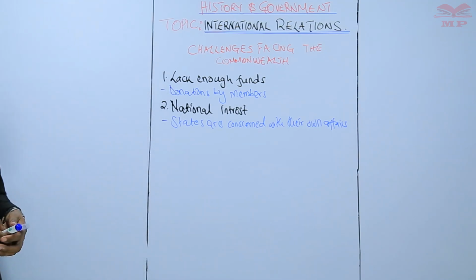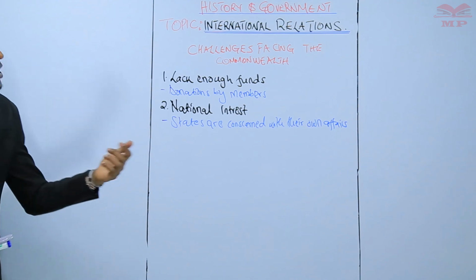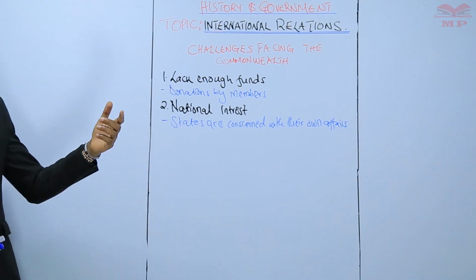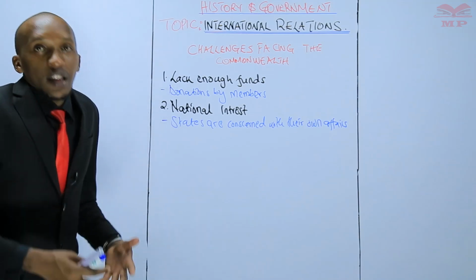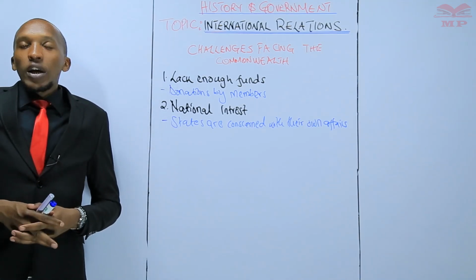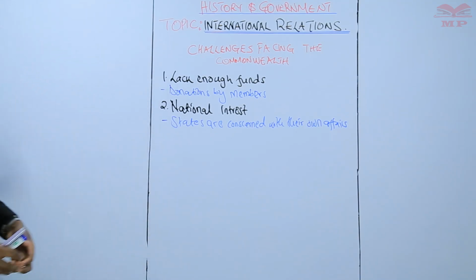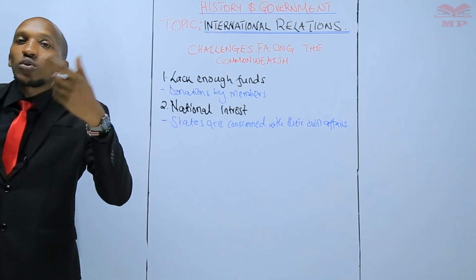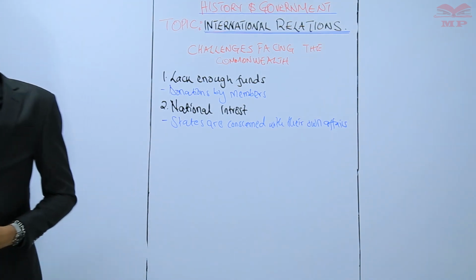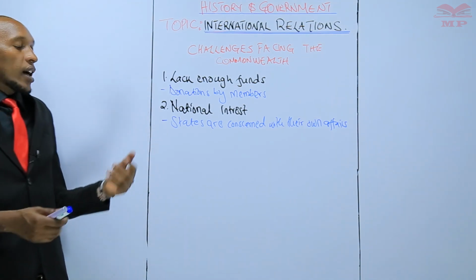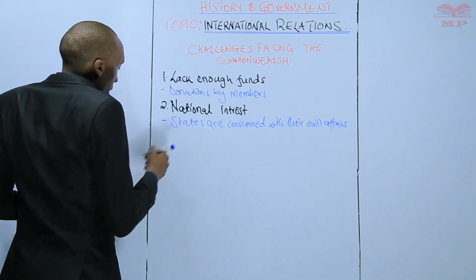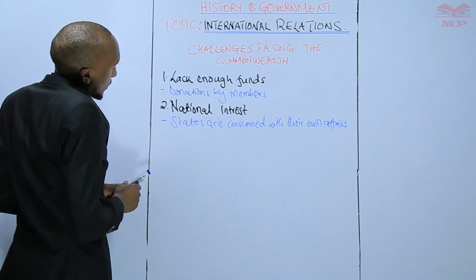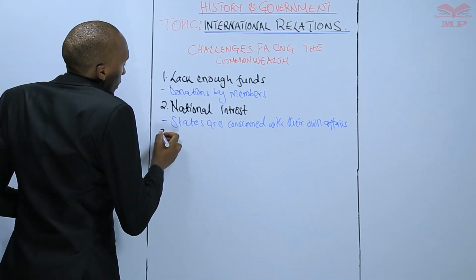So when a country is committing itself to giving or performing in the Commonwealth, they first have to consider their own countries. We have to create our own economy before we go and try to help other economies. That is another challenge that is faced by the Commonwealth.